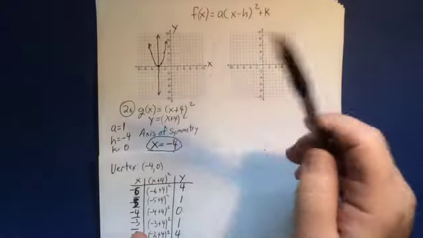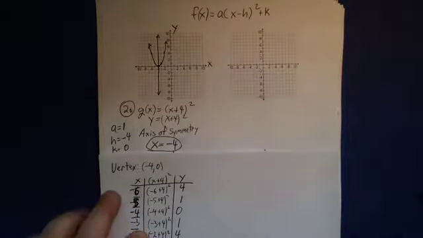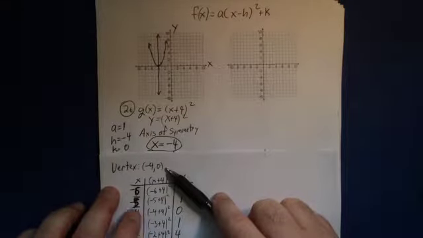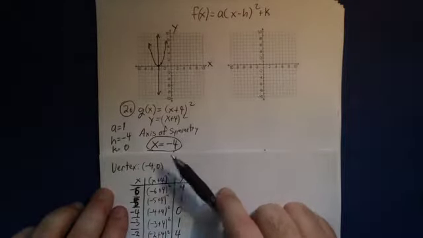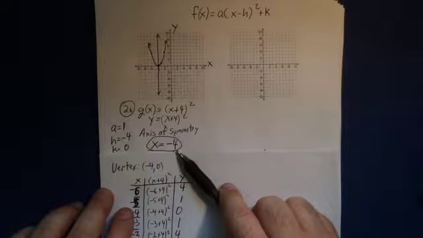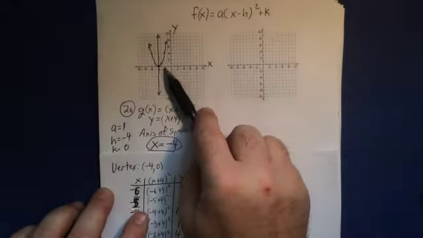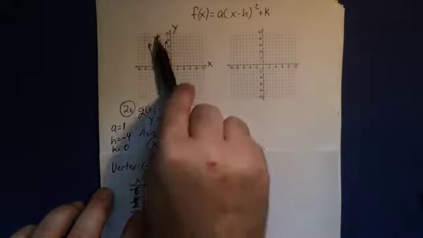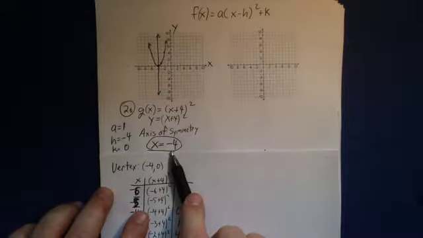We have that here. The next thing it asks for is a vertex. We have that here, -4, 0. And then the last thing it asks for is the axis of symmetry. So we graph the axis of symmetry and we can express the function of this line as x equals -4.